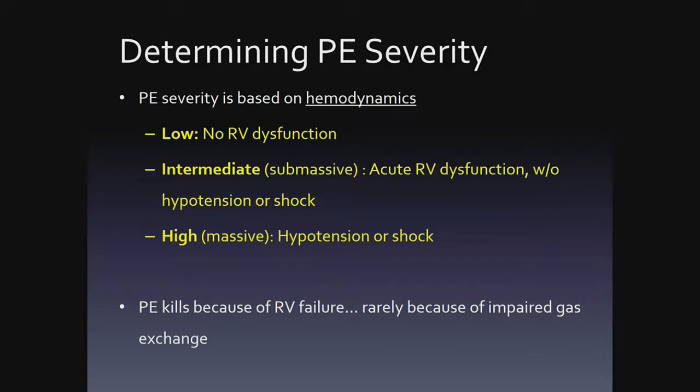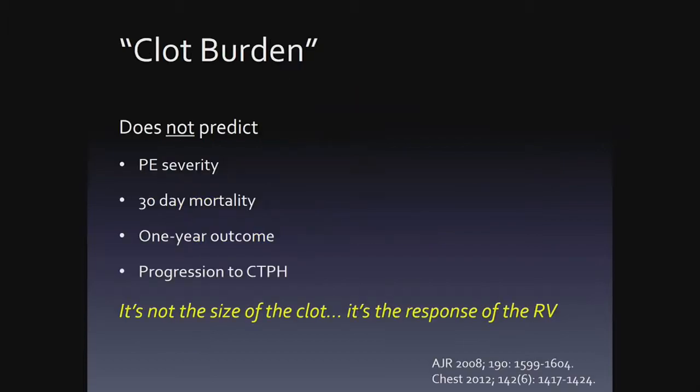Remember that PE severity is a hemodynamic definition. So low risk is no RV dysfunction, high risk is hypotension or shock, and this intermediate or submassive group is RV dysfunction but hemodynamic stability. And point number one that I want you to take home is that PE kills because of right ventricular failure. Some patients get very hypoxemic with PE. Those are typically patients with underlying lung disease or patients who pop open a right to left shunt as a result of the PE. But it's rarely a diagnosis of gas exchange. It's a diagnosis of a failing RV.